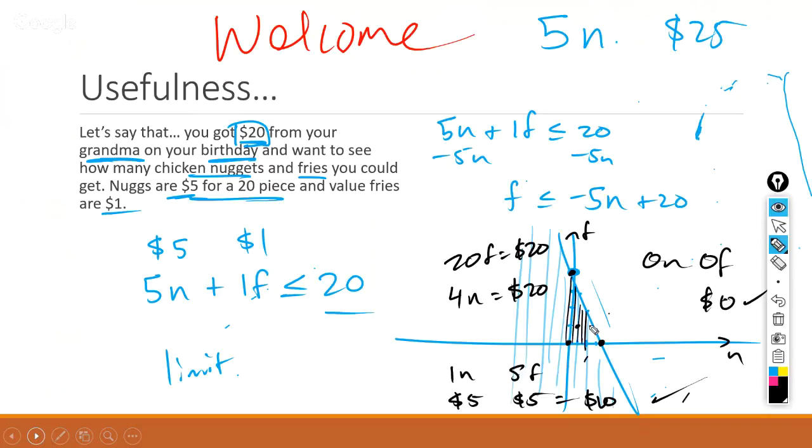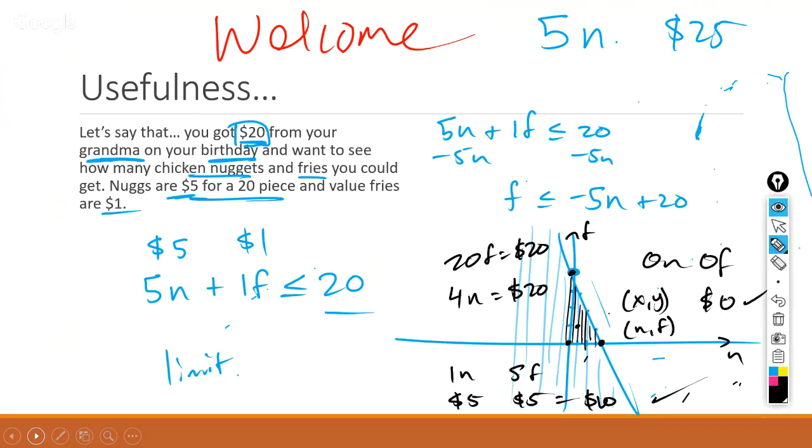So the shading represents all the combinations of fries and nuggets that you could get. Just like x comma y, this is nuggets comma fries, and that's what this really represents. So this is pretty basic. Chicken nuggets and fries, pretty silly.